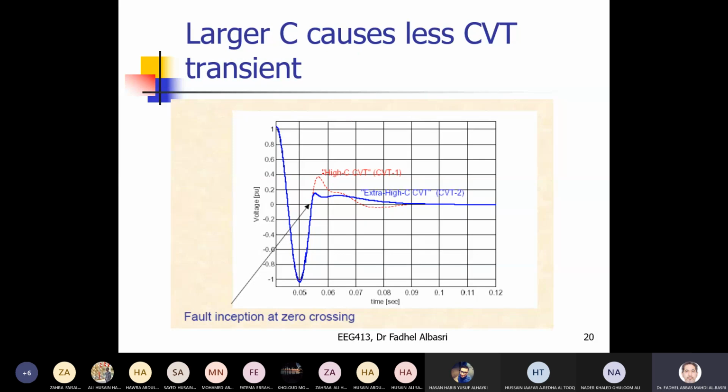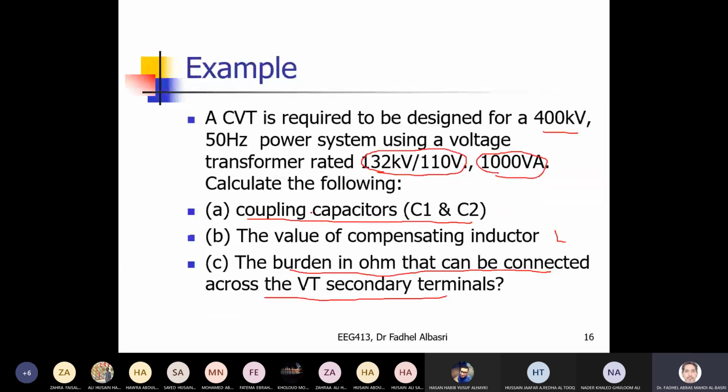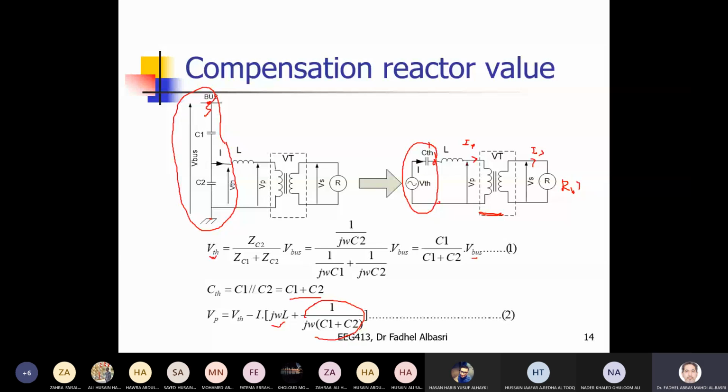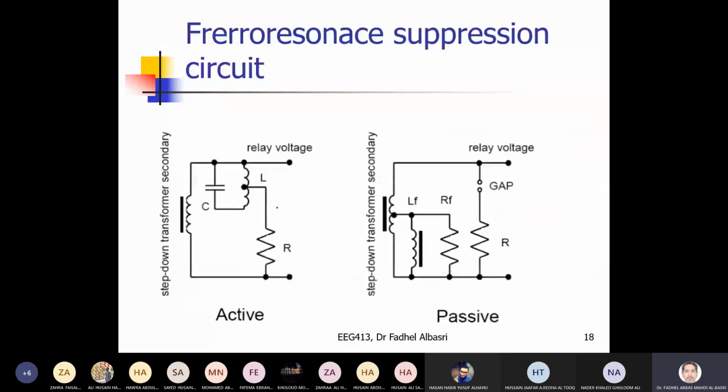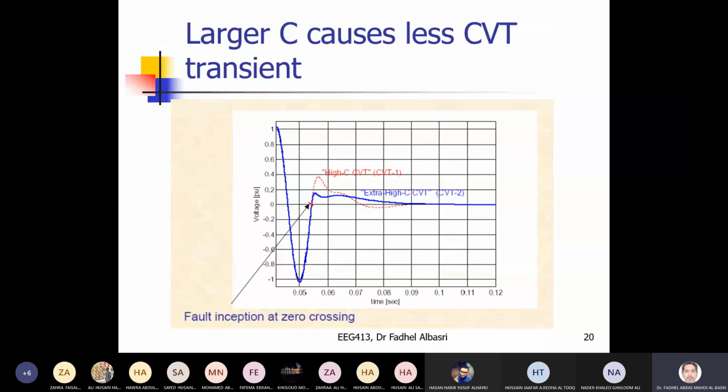Now for large C, the blue line represents when you have very large capacitor values used, and the other line represents lower values of capacitors, C1 and C2. A higher capacitor will give you lower transients, because a fault occurs here, ideally very close to the voltage transformer. If the fault is solid to ground, the voltage here is supposed to drop to zero, ideally like this.